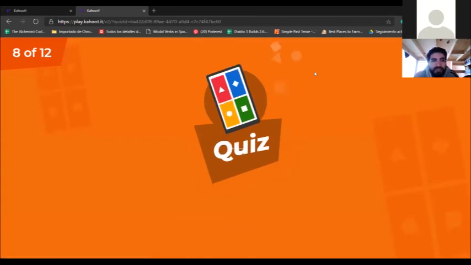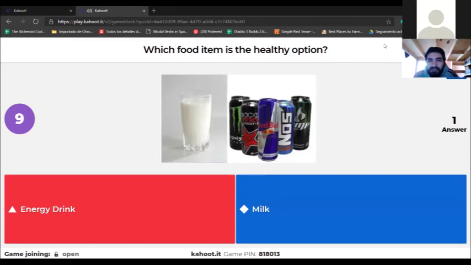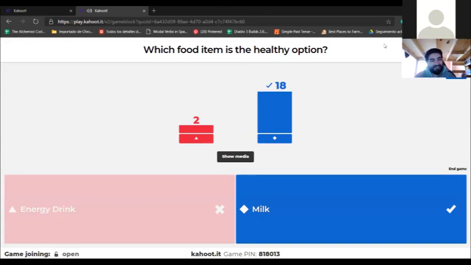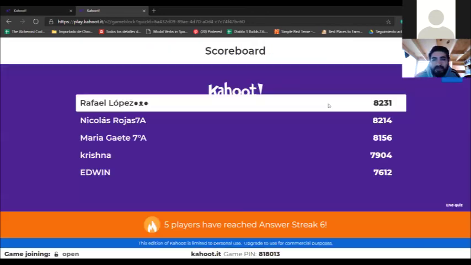Ok, number 8. Which one is the healthy option? Energy drink or milk? Milk, obviously. Energy drinks are bad for your health, are harmful, noxious, whatever you wanted to say. Those are not healthy at all. Okay, let's move on. Oh, you are too close. You are 2 points away. Están a 2 puntos de diferencia el primer y segundo lugar. Solo 2 puntos. Okay, let's continue.